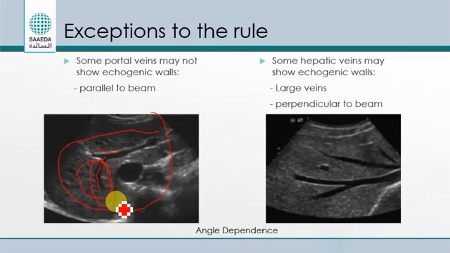It's not abnormal. If you change the angle of the probe, if you move the patient, you will see the wall, okay? Again here, this is the hepatic vein, okay? And it has a wall here, it has an echogenic wall. And why is that? Because it's perpendicular, not parallel. So there are some exceptions, but the general rule is hepatic veins have no walls, portal veins have walls.